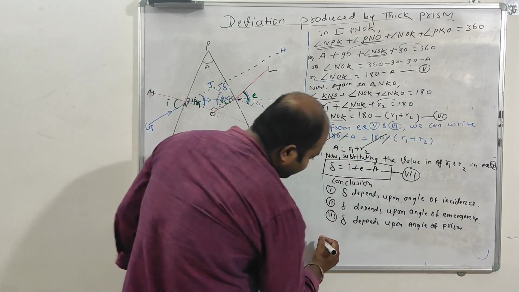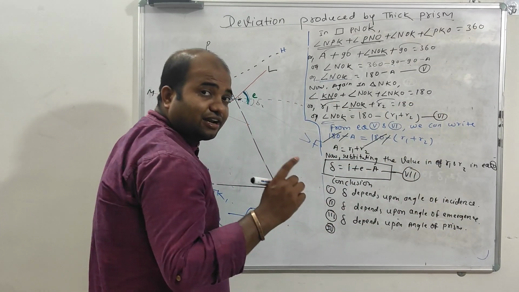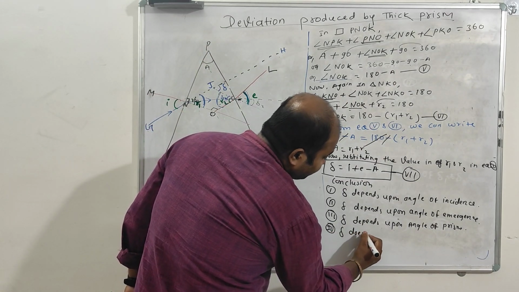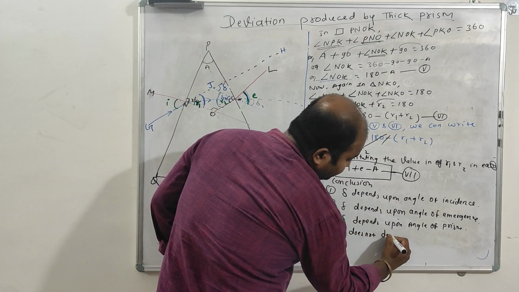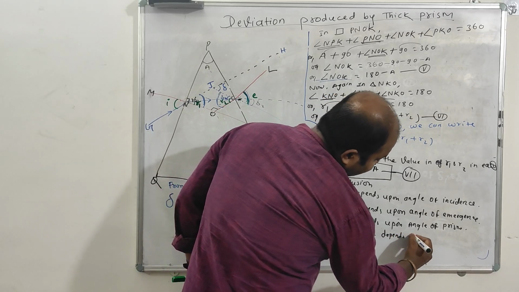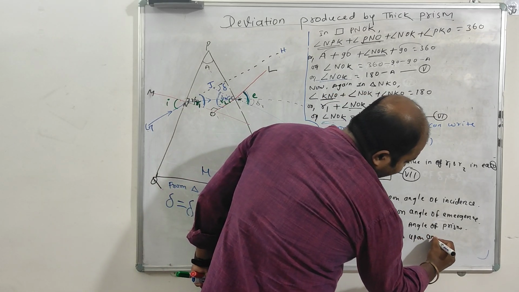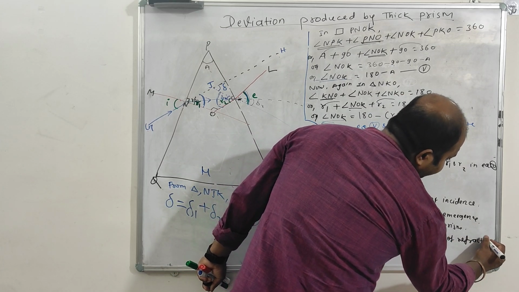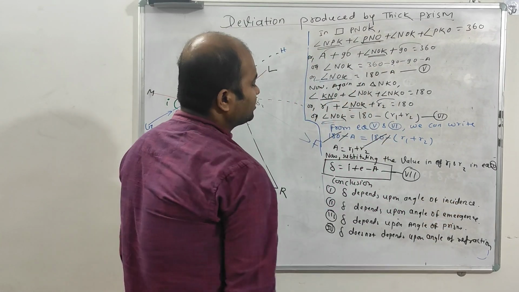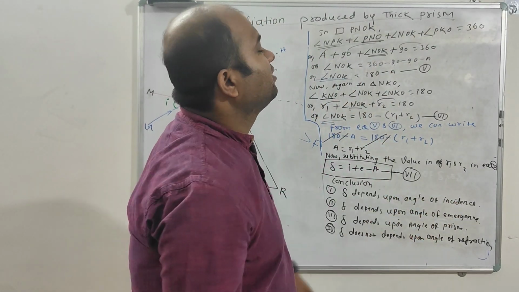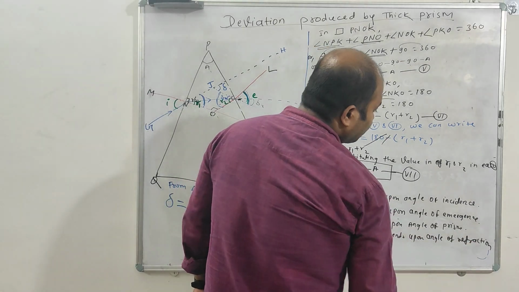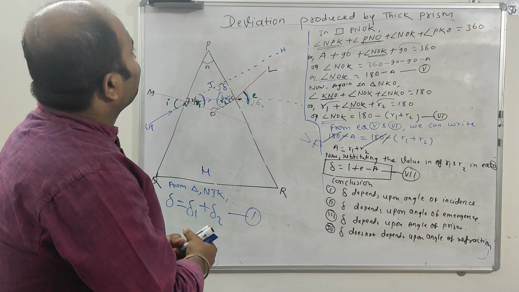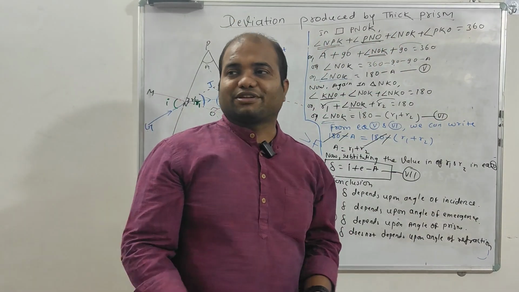And you have to write it does not depend upon angle of refraction. Del does not depend upon angle of refraction. Of course, it doesn't depend directly, because if it depends upon angle of incidence, the angle of refraction also will be there, but it doesn't directly depend upon the angle of refraction, right? So this completes your deviation produced by thick prisms.